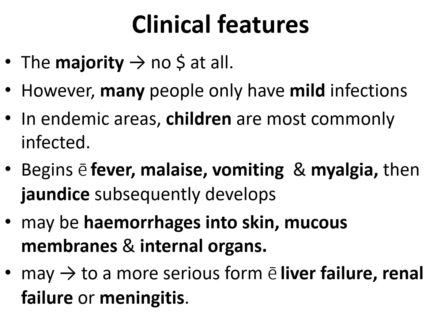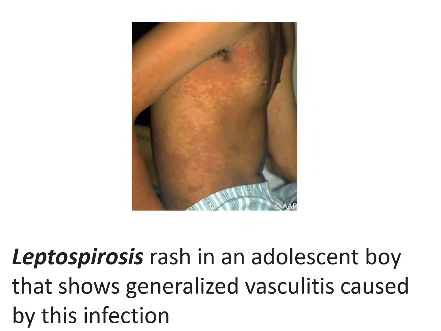Clinical features. The majority are not symptomatic at all. However, many people only have mild infections in endemic areas. Children are most commonly infected. It begins with fever, malaise, vomiting, myalgia, then jaundice subsequently develops. There may be hemorrhages into skin, mucous membranes, and internal organs. It may lead to a more serious form with liver failure, renal failure, or meningitis.